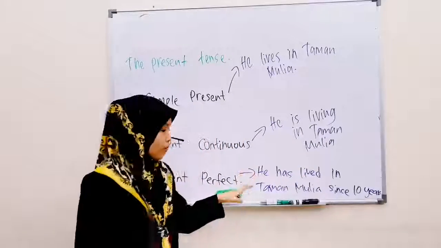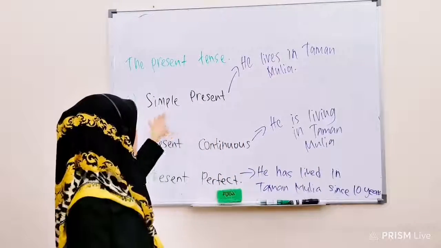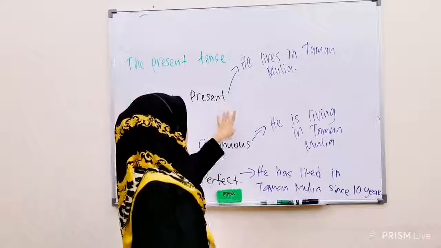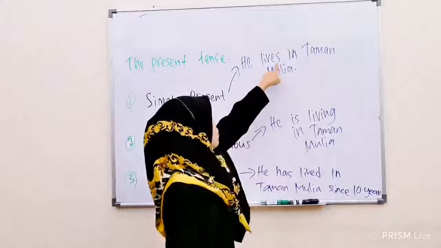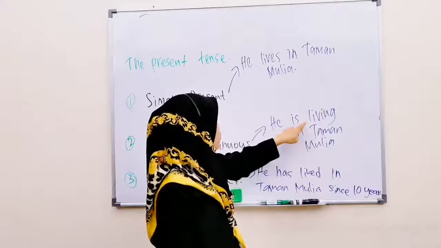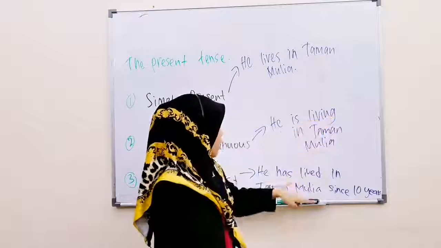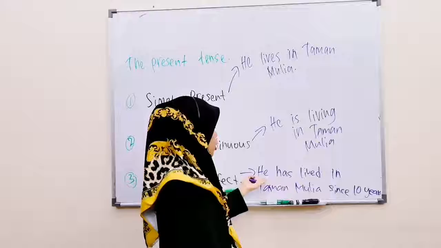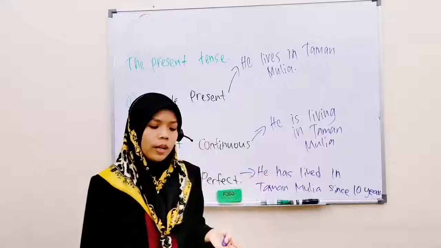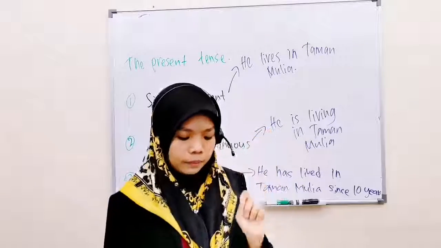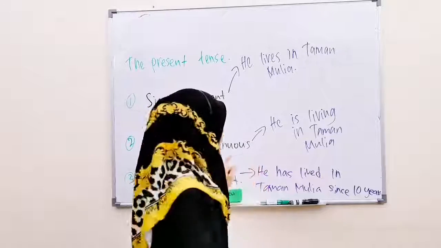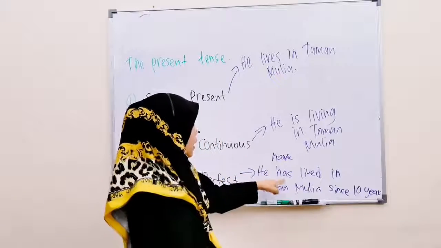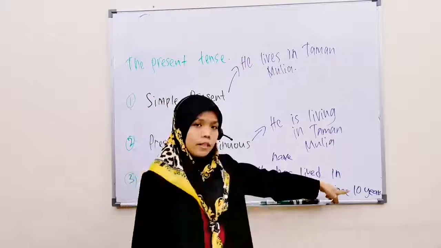As you can see, there's a different formation for simple present, present continuous, and also present perfect. For this one you need to put the verb to be and then plus ing, and for this one you need to put has if the subject is singular. If the subject is plural, you have to add have. For example: he has lived in Cambodia for 10 years.